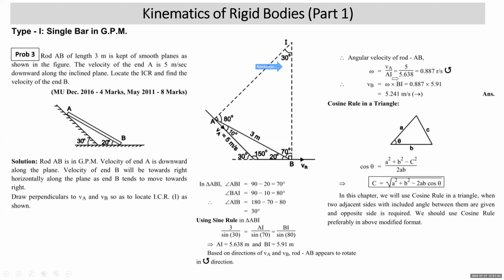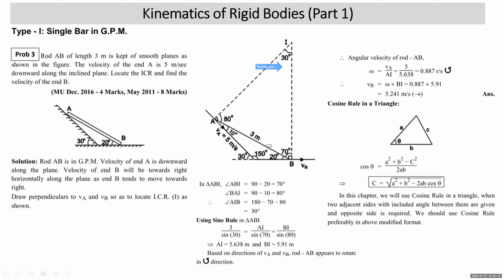AI distance, we found it as 5.68. So angular velocity of the rod AB is 0.887. You want to find the linear velocity of point B of the rod. VB will be omega into BI. Omega is 0.887, BI is 5.9. You get 5.241 meter per second. Problem is over.